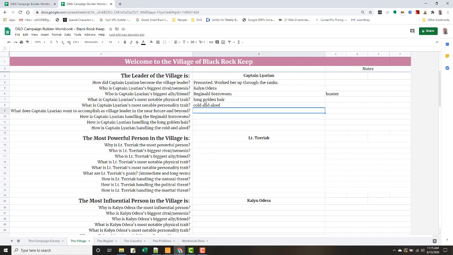Doesn't understand it. What does Captain Liarian want to accomplish as village leader in the near future and beyond? So she has goals herself. So what is she trying to accomplish as the village leader?